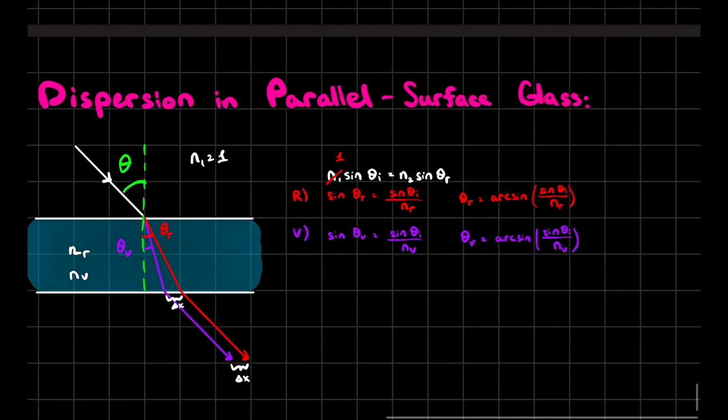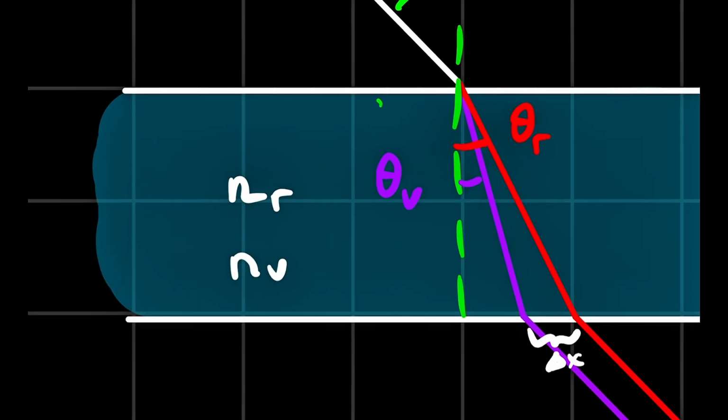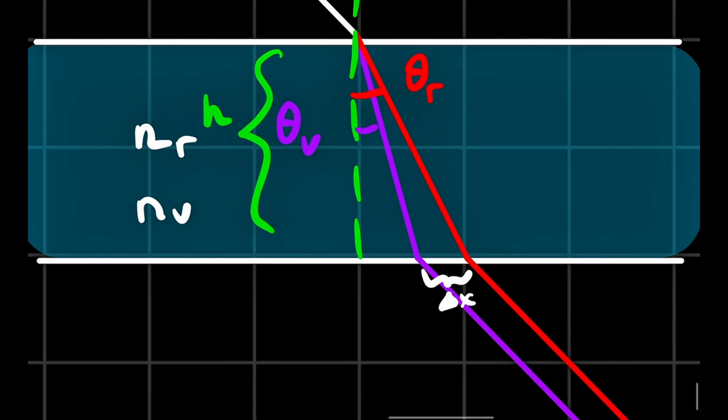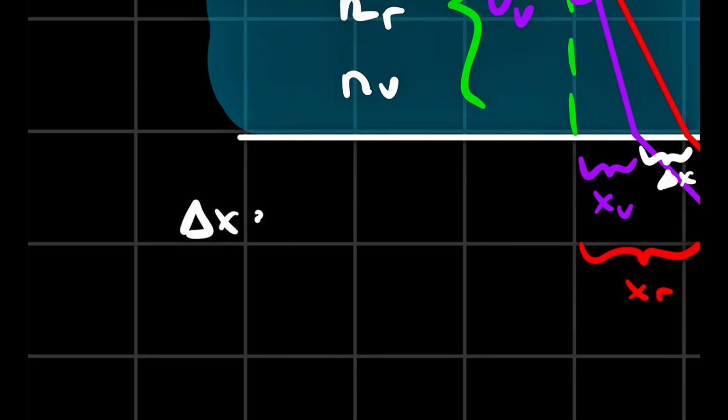Okay, good. Right now we have the meaning of both theta. Then let's note the thickness of our material as some h. Then we would definitely have our tangent be this part. For example, for violet, let's define this part as some x for violet and this entire part as x for red. As you can see, our delta x equals x red minus x violet, which is pretty much logical.